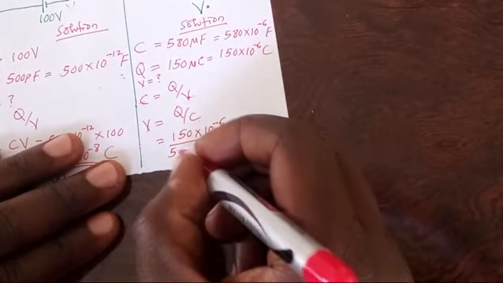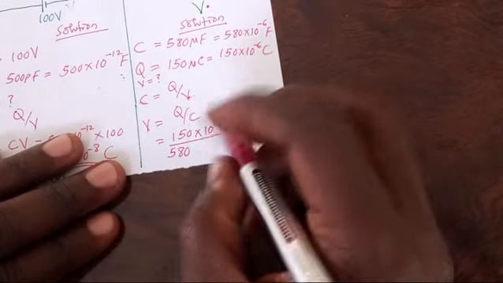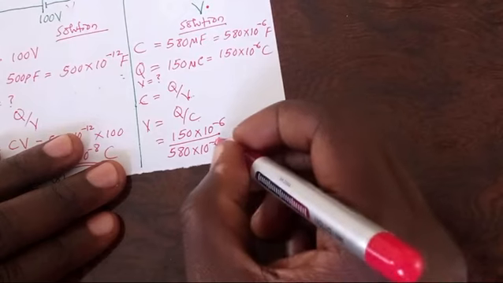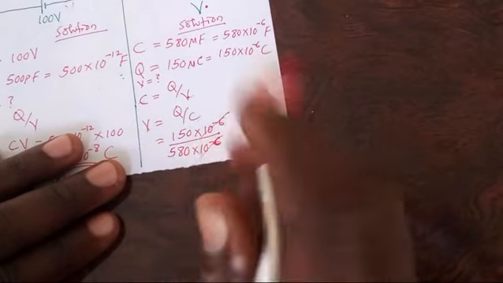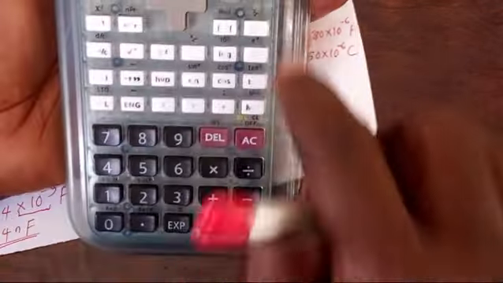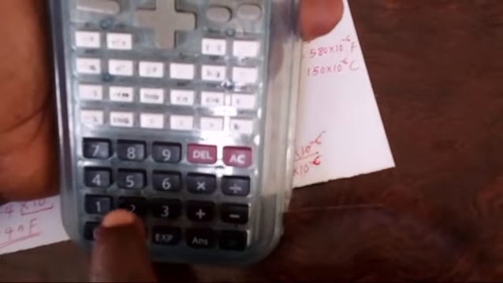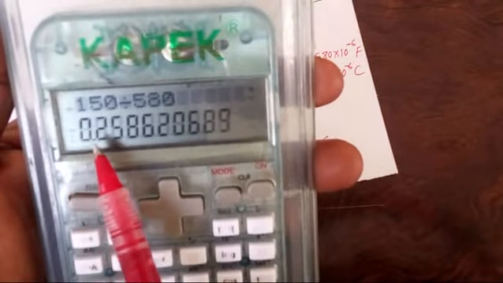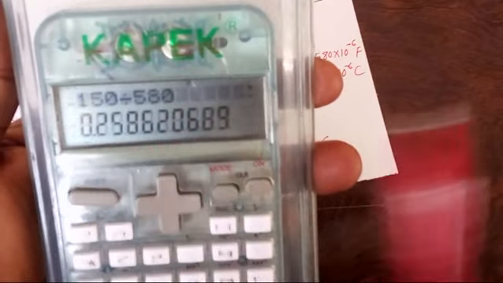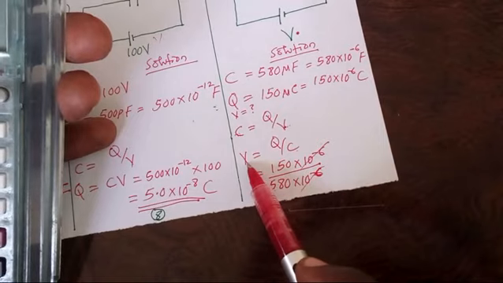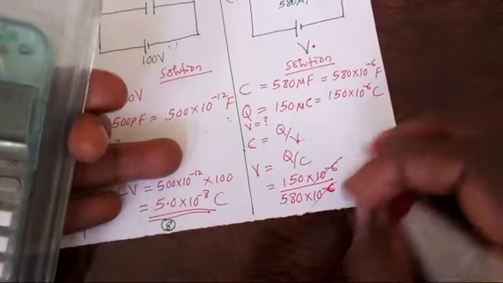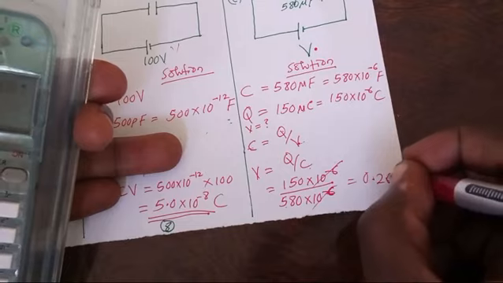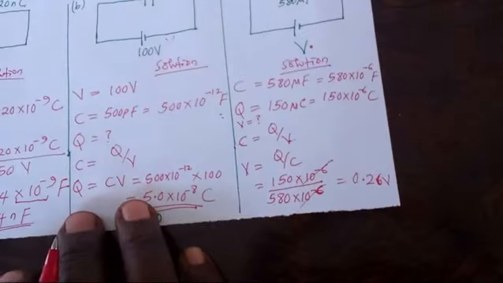Our C is 580 times 10 to the power of minus 6. So clearly you see that 10 to the power of minus 6 cancels 10 to the power of minus 6, so you divide 150 by 580. Okay, let's see that. 150 divided by 580 is 0.2586. V is measured in volt, so correct to 2 decimal places, it should be 0.26. So we have 0.26 volt.